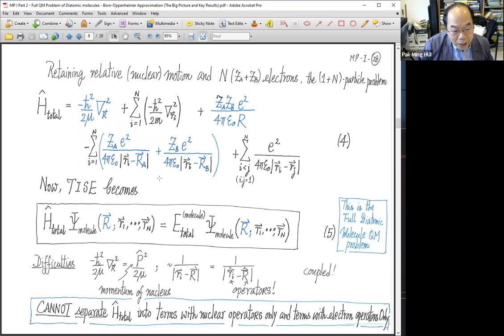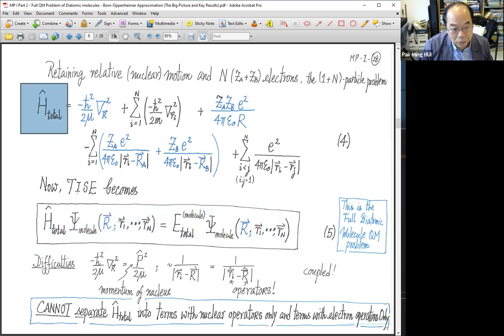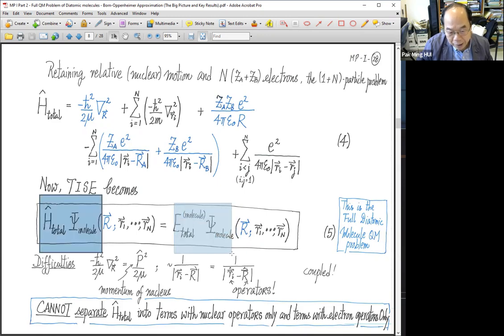And thereby, we can immediately write down the Schrödinger equation for the whole molecule. It is this H total. The total molecular Hamiltonian acting on the total molecular wave function equals the total molecular energy times the wave function. There are many solutions, just like particle in a box, you have infinitely many. So each of these values will be an allowed energy of the whole molecule, multiplying the total molecular wave functions. So it's nothing but H psi equals E psi.